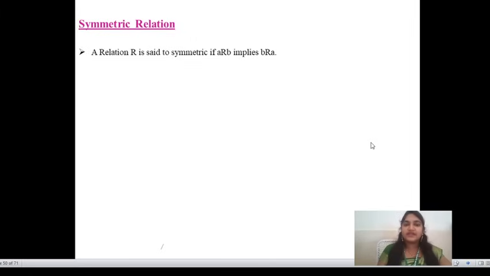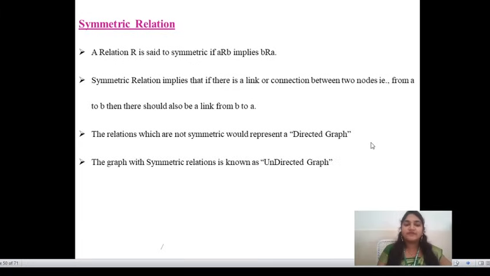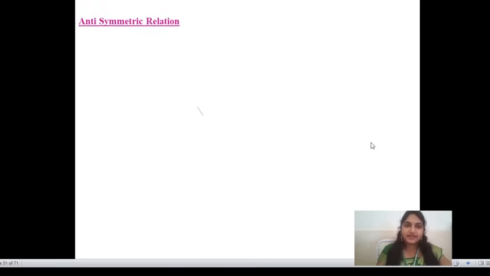So symmetric. The name symmetric is nothing but A R B implies B R A, and vice versa. A equals B implies B equals A. A symmetric relation implies that if there is a link or connection between two nodes, from A to B, there should also be a link from B to A. Such a type of relation is known as a symmetric relation, and relations which are not symmetric represent a directed graph. The graph with symmetric relations is known as an undirected graph. See the example: if A is equal to B, then B is equal to A, so it is symmetric. If A is greater than B, then B is not greater than A, so it is not symmetric. So that is the symmetric relation.